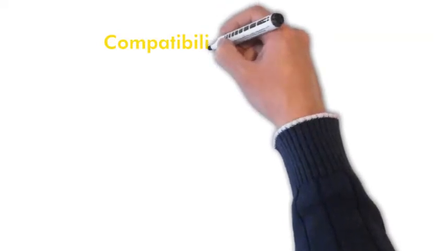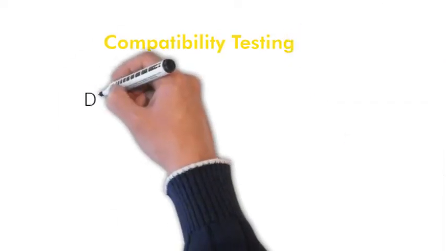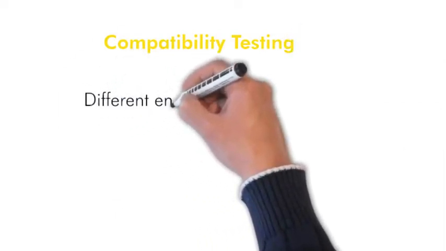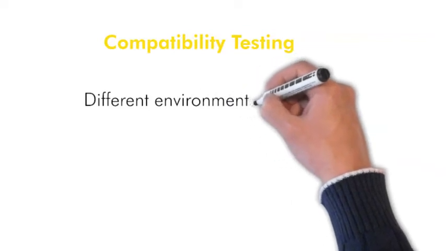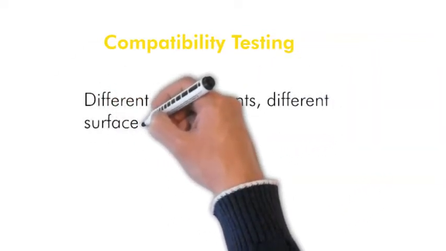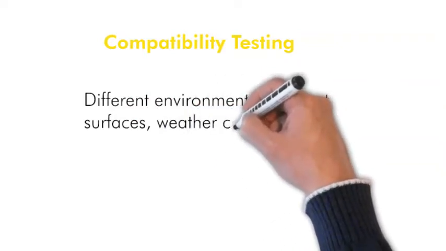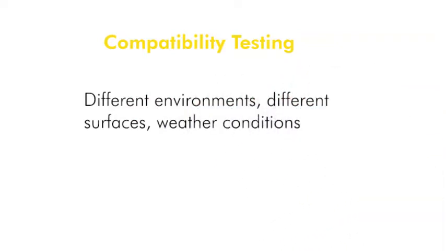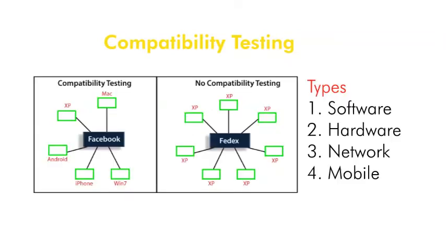Next is compatibility testing. Testing the functionality of an application in different software and hardware environments is known as compatibility testing. It is not done for each application. We will do it only for the application where we don't have control over the platforms used by the users. Types of compatibility testing: software, hardware, network, and mobile compatibility testing.